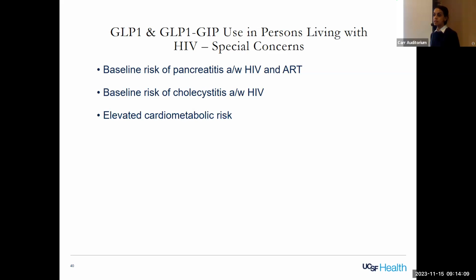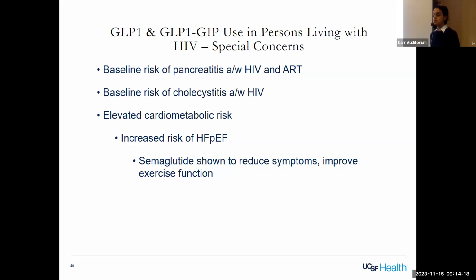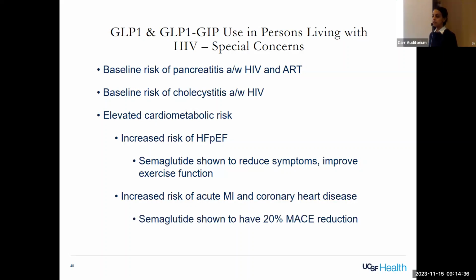But then what about the other side of things? We know that individuals living with HIV have higher rates of cardiometabolic disease risk than the average population. There's an increased risk of HFpEF, and we know that semaglutide has shown reduction in symptoms associated with HFpEF, as well as increased exercise function. So this medication may be good for your patients who are showing signs of HFpEF or other heart failure. We also know that there's increased risk of acute MI and coronary heart disease in individuals living with HIV, and as the SELECT trial data shows, semaglutide does have a 20% MACE reduction. And the last bit is that individuals with HIV have a higher rate and risk of diabetes, and obviously these medications are going to improve that as well.